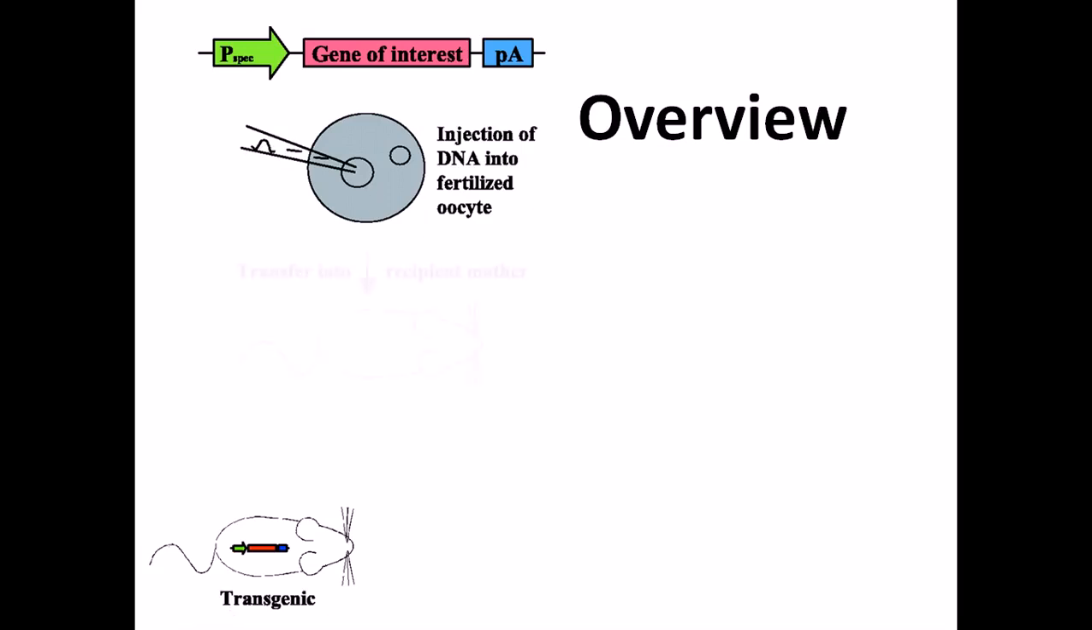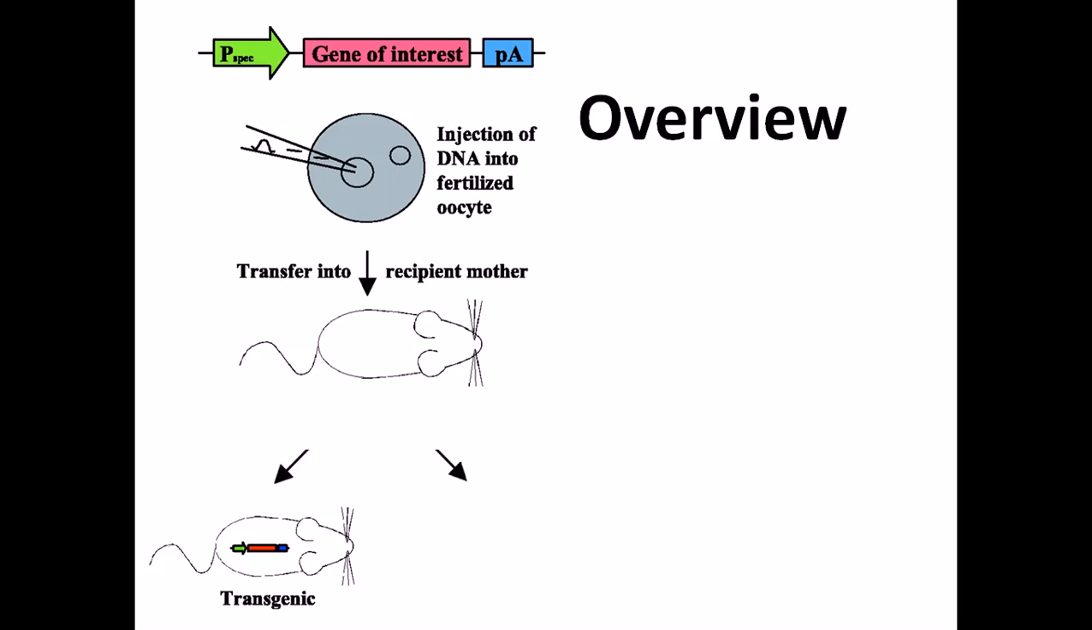Once we do that, it will be transferred to a mouse. We take that oocyte containing the gene-of-interest-carrying vector, and then we place it into another mouse, called the recipient mother mouse. Generally it's a foster mother, so it's called the recipient mother. Once it is inserted into the recipient mother, we look at the progeny. Among the progeny, some of the mice are going to get that gene, and those will be called transgenic mice. Some of them are not going to get that gene, and they will be called non-transgenic mice. So this is the overview of how we produce transgenic mice.